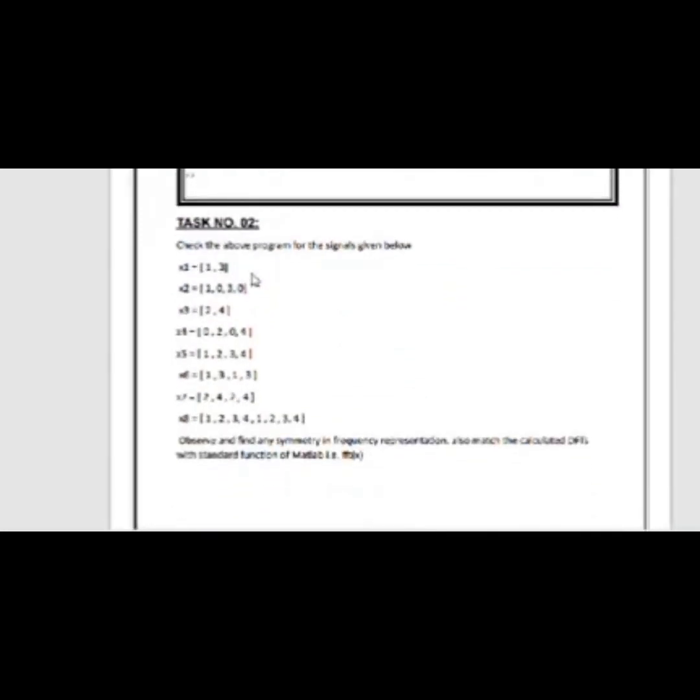Merge both even and odd parts using the formula: k equals 0 to n divided by 2 minus 1, and Xk is equal to the even part plus exponential times the odd part. This is the formula to merge the even and odd part DFTs. Now display the result, and the resulting output is this.